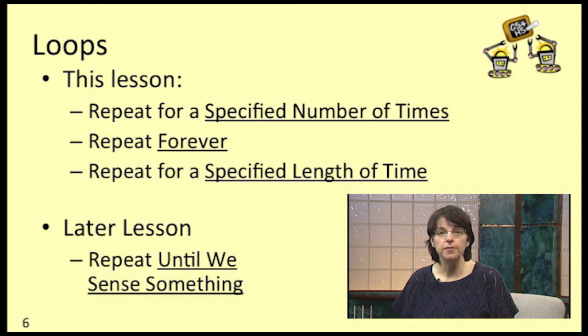The final type of loop that we'll cover in a later lesson is one that instructs your EV3 to repeat your code until the EV3 senses something. For example, you could say, do my dance until the button gets pressed.